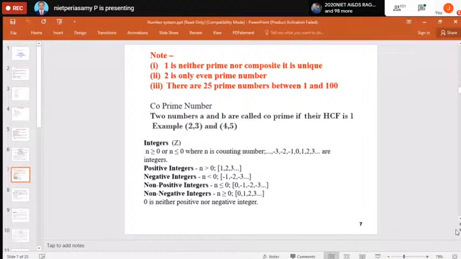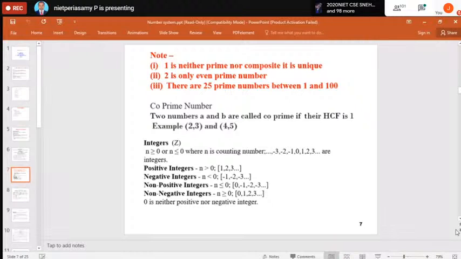You take randomly any two numbers and find the highest common factor or greatest common divisor of those two numbers. If the highest common factor is 1, then those two numbers are co-prime. Examples of co-primes are 2 and 3; the highest common factor of 2 and 3 is 1. Similarly, another example is 4 and 5. The highest common factor of 4 and 5 is 1, so 4 and 5 are co-primes.